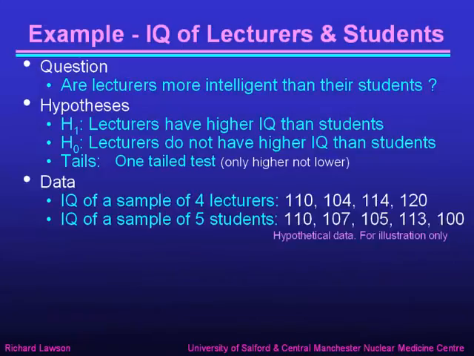So let's assume we've got some data that the IQ of a sample of 4 lecturers, as we had before, was 110, 104, 114 and 120. And our sample of 5 students gives IQs of 110, 107, 105, 113 and 100. Once again, this is hypothetical data for illustration only.